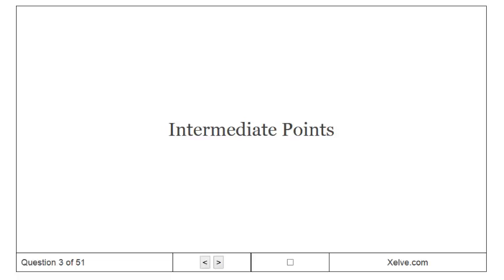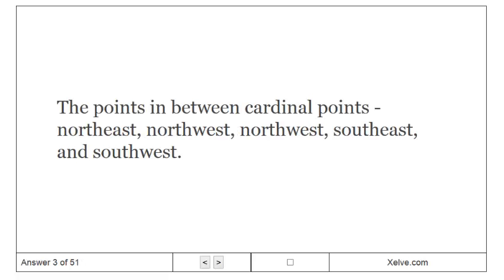Intermediate points. The points in between cardinal points: northeast, northwest, southeast, and southwest.